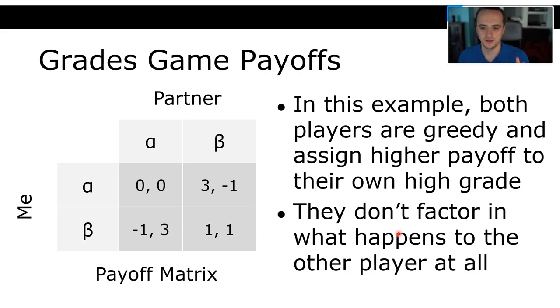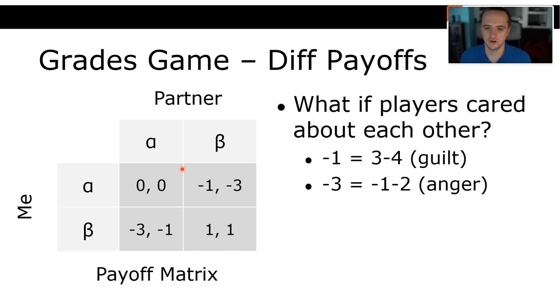So in this example, right? This was the first example. Both players are greedy and they assign a higher payoff to their own grade, but they didn't at all factor in what happens to the other player. So what we just talked about was the following case. What if each player cared about each other, right? In some way. So the 3, maybe we'd take away 4 for that from guilt and we'd get -1, and the -1 would become a -3 because we were angry.